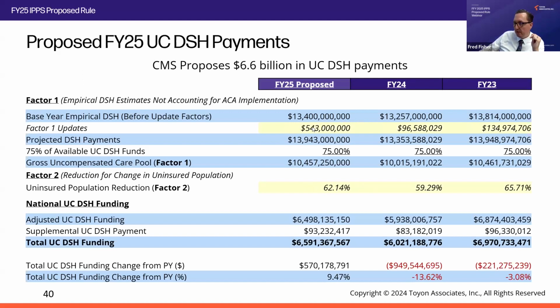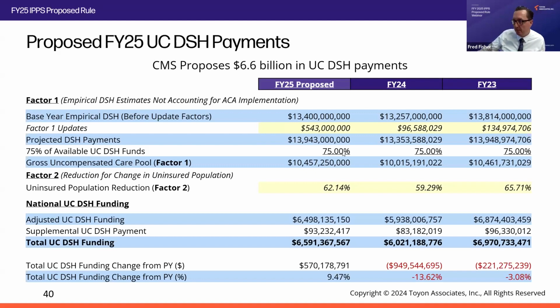Factor 1 is a lot better this year than it has been, because we're moving away from some of that bad data, the COVID adjustments from those COVID years, and also there's a projection that more people are going to be uninsured. Last year, people were a little upset with this number. They didn't believe CMS's projection of the uninsured rate, and that's a large reason why the pool went down last year.